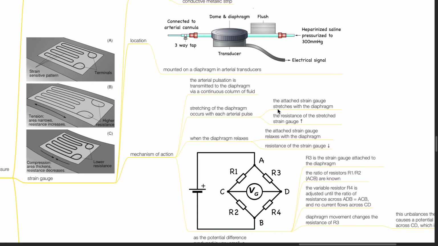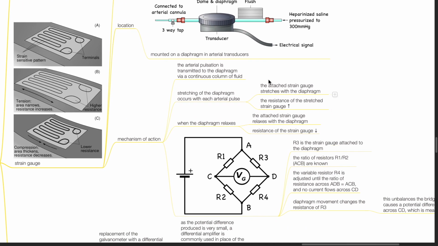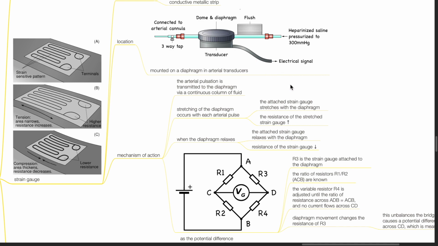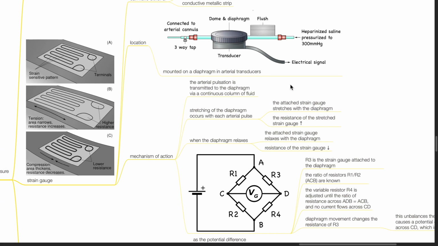Mechanism of action. The arterial pulsation is transmitted to the diaphragm via a continuous column of fluid. Stretching of the diaphragm occurs with each arterial pulse. The attached strain gauge stretches with the diaphragm. The resistance of the stretched strain gauge increases. When the diaphragm relaxes, the attached strain gauge relaxes with the diaphragm and the resistance of the strain gauge decreases.